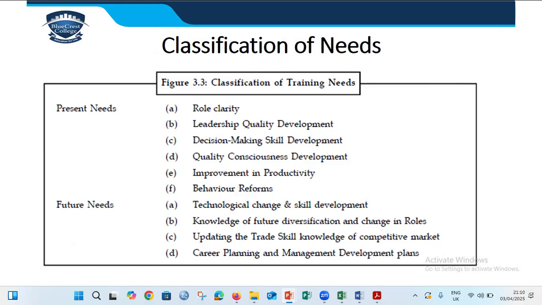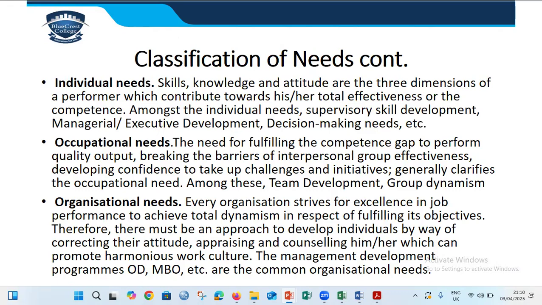Okay. Then there are future needs. For these, you can have technological change, skill development, knowledge of future diversification and change in roles, updating the trade skill knowledge of competent markets, and then career planning and management development plans. You notice that these are long-term needs, so you classify them under the future needs. So for all the needs that you identify, you can classify them as either present needs or future needs.